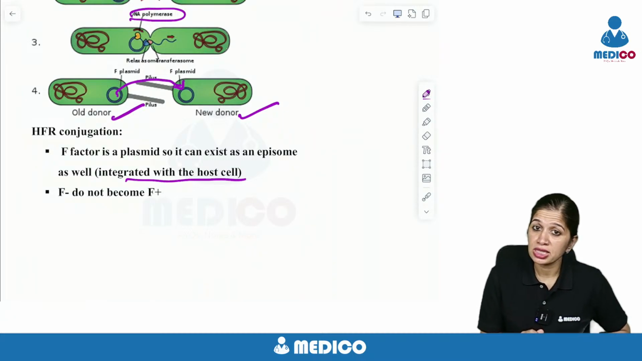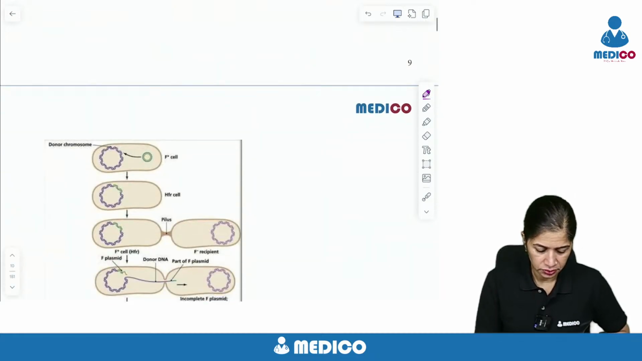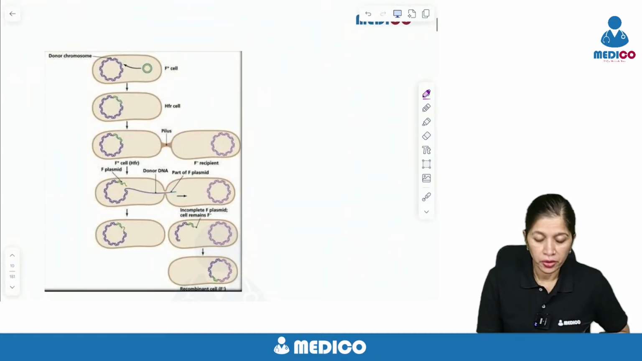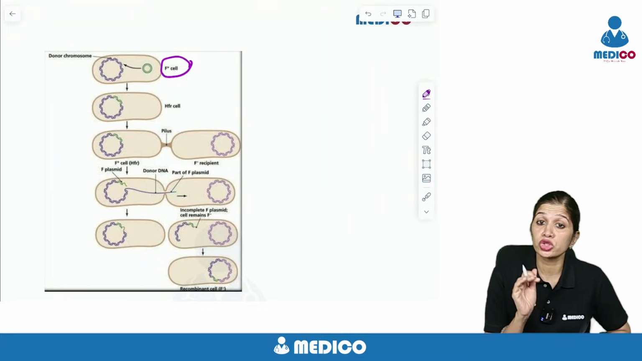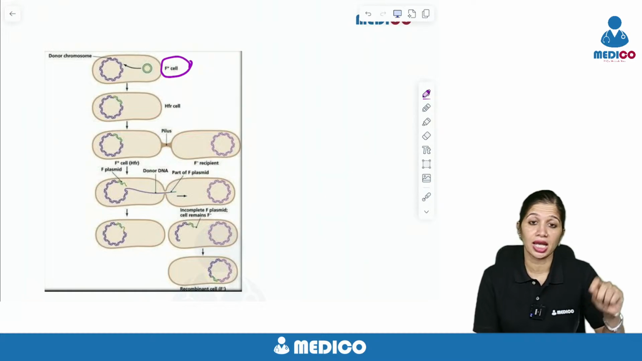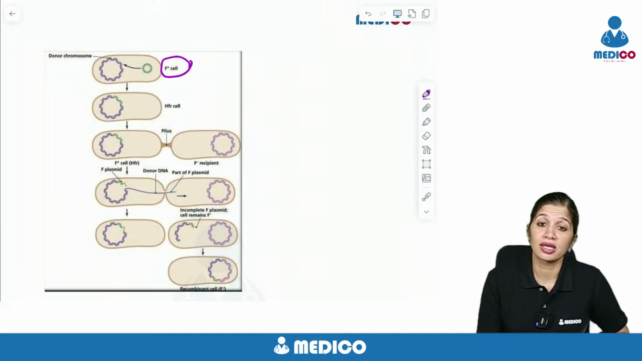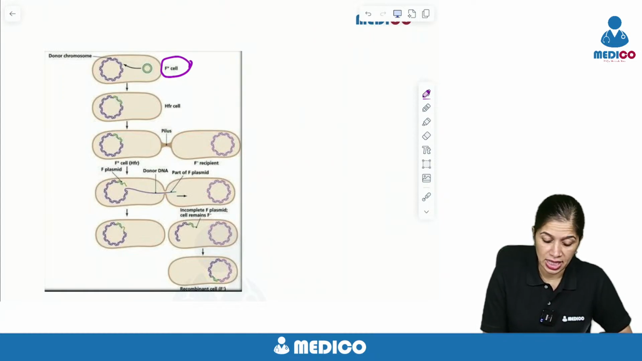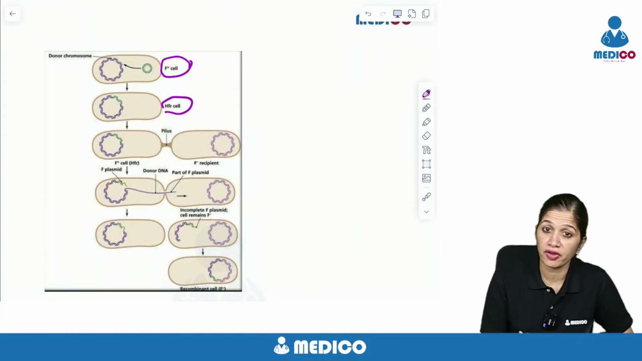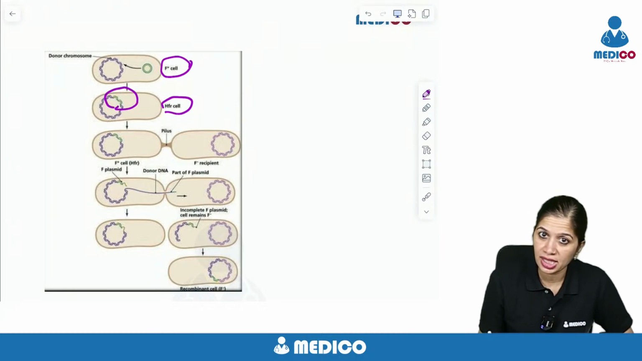And when an F minus cell mates with an HFR cell, what happens? Let us see. So here you have the donor cell. This is an F plus cell. The most important thing that you should remember is an HFR cell is an F plus cell in which the plasmid is integrated as an episome with the host cell DNA. If you get that much, then you will not go wrong. So this is an F plus cell, and see, this is an HFR cell where the F plasmid has gone and integrated with the host chromosome. You can see it, right?